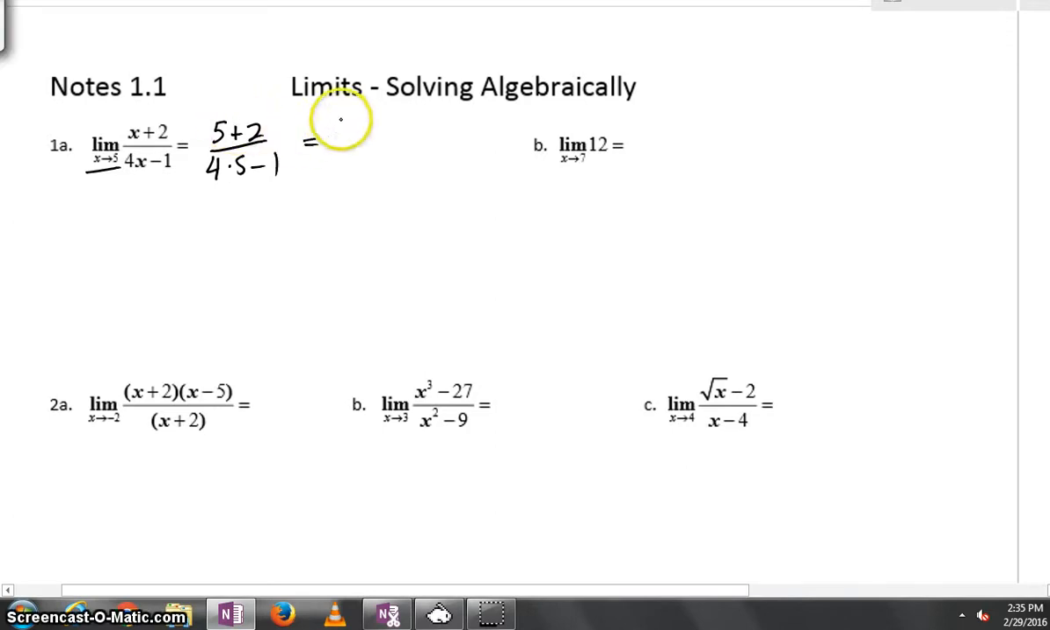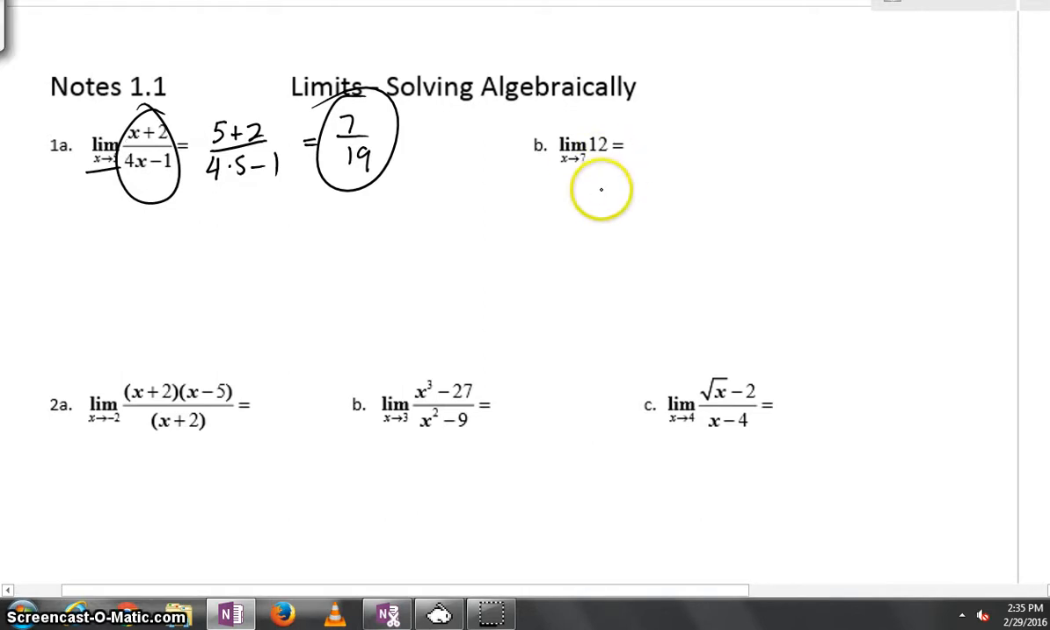All the same, you could plug in a 5 and say, we would expect to get close to this value. So up on top, you'd have a 7. 4 times 5 is 20. 20 minus 1 is 19. Again, as x would get close to 5, this fraction, which would represent a y value on a graph, would get close to 7 over 19. Usually kids look at that and they'd say, oh, that's nice and easy.